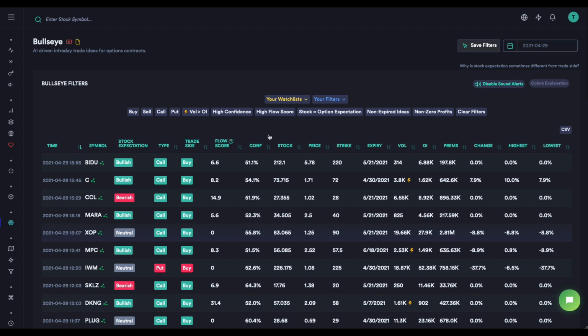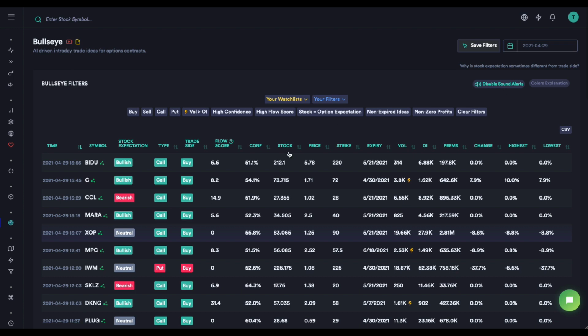So similar to how we have sound alerts for live options flow, we also have sound alerts for Bullseye. Since these alerts keep on coming all day, you can just enable these sound alerts by clicking on it and making sure that this is green. And then if you keep the tab open for Bullseye, whenever a new alert comes in, you are going to get notified about the alert via an audio alert. So that's a really cool feature here as well.